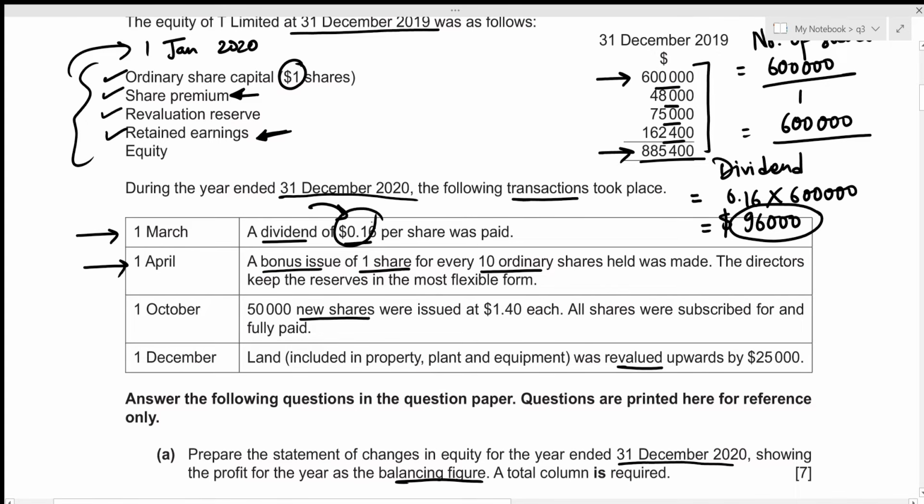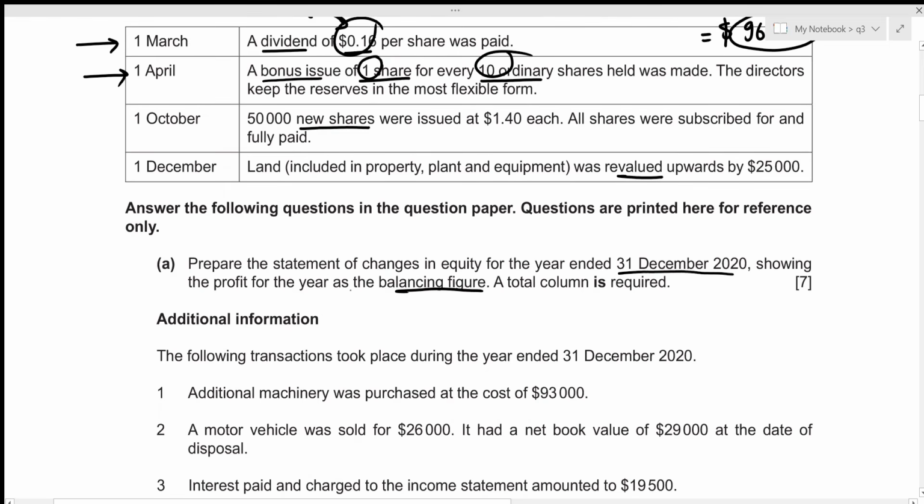We were told that for every 10 ordinary shares held, 1 new bonus share is issued. So, okay, I'm just going to calculate it right here. For every 10 ordinary shares, we give out 1 bonus share. So for every 1 ordinary share, we give out 1 by 10 bonus shares, right? This is just the unitary method.